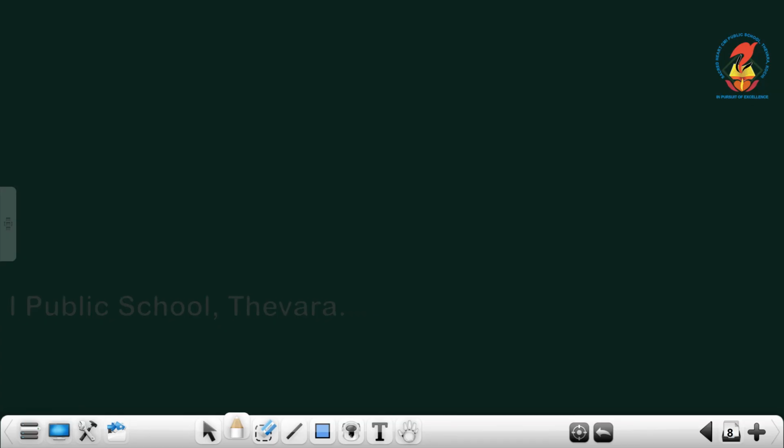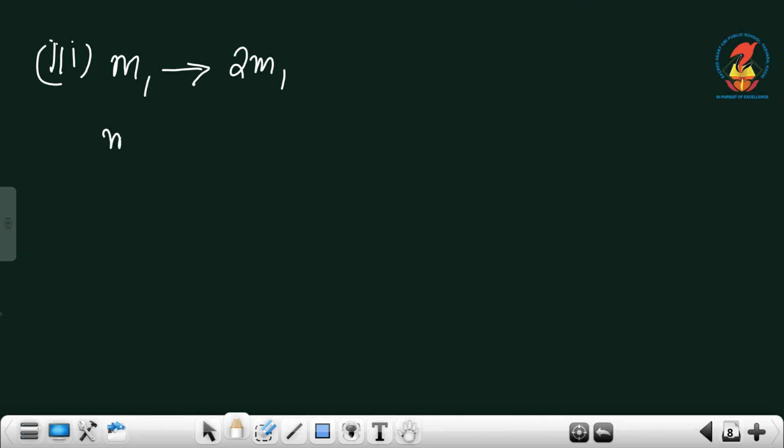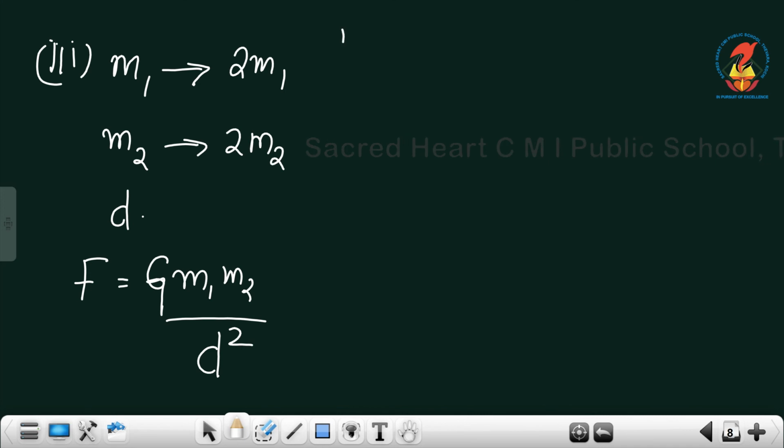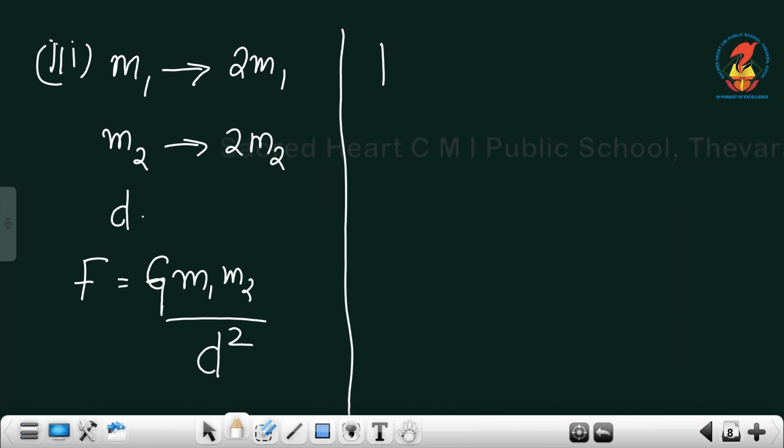So in subdivision 3, both the masses are doubled. So m1 became doubled, which means 2m1, and m2 also became 2m2. Both the masses are doubled. Distance is the same, d. So F is G m1 m2 by d square. This is the original force. Now let us see what the new force is when both the masses are doubled.